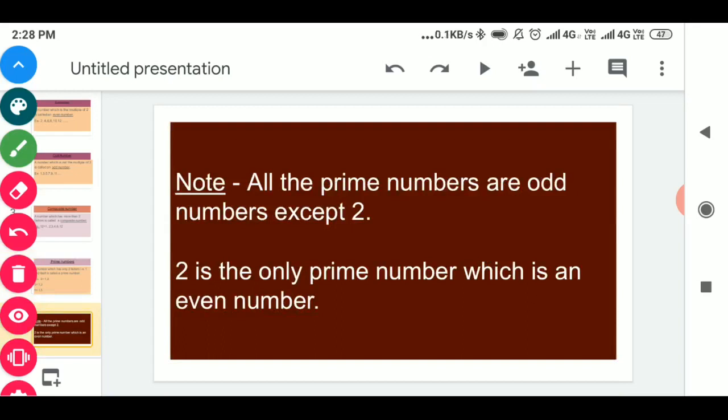Here is one more note. One note I have told you is that 1 is neither prime nor composite. Another note is that all the prime numbers are odd numbers except 2, because 2 is the only prime number which is an even number. 2 is an even number and 2 is a prime number also. But other than 2, all the prime numbers are odd. So note it down.